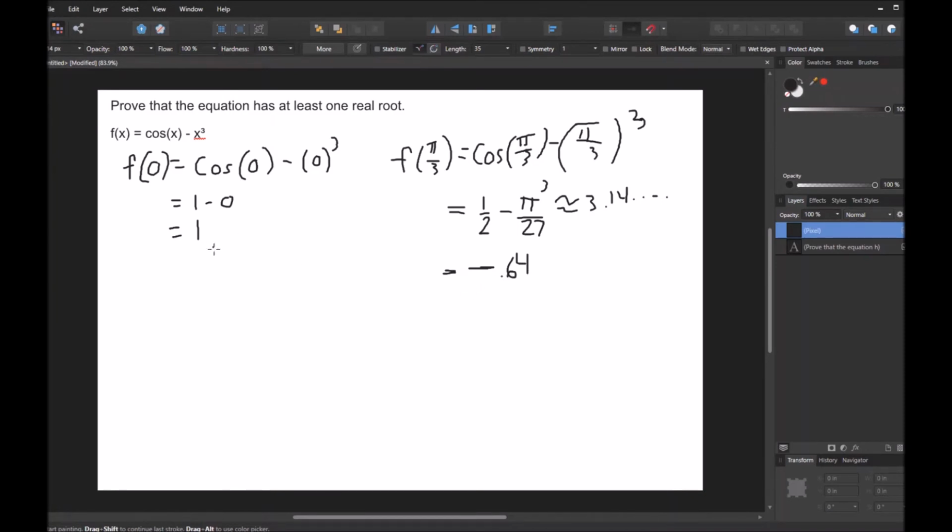And now this is what I'm saying. So we know that this function is continuous, so if we draw the graph somewhere between 0 and pi over 3, it's going to be 1 at 0, and then it's going to be negative 0.64 at pi over 3. So I know that since this function is continuous, it's not going to break apart. Since these 2 points have to connect, there has to be a point where it crosses the x-axis. So that's how you would prove that one.